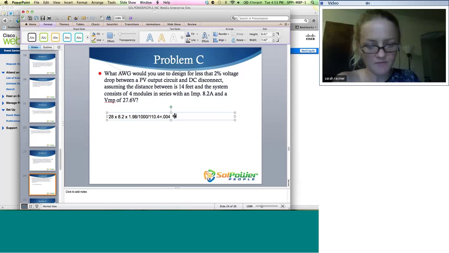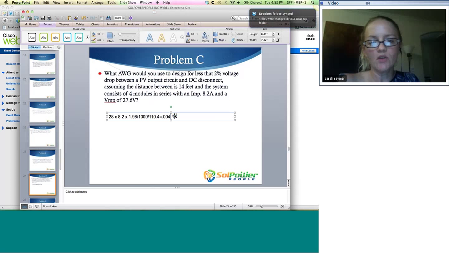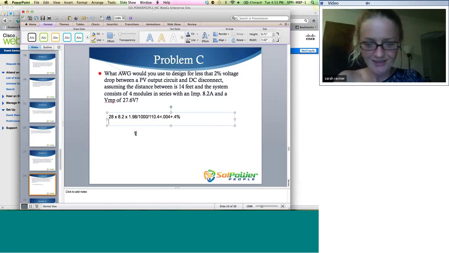So we can use a smaller wire. So let's try... we're getting crazy small. See, this is what happens when I design problems. I get something that's just insane. You would never really end up with this calculation.